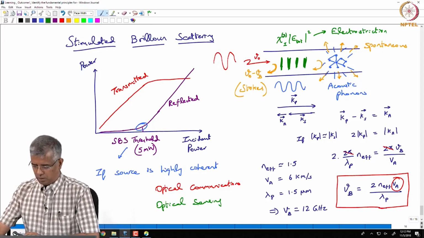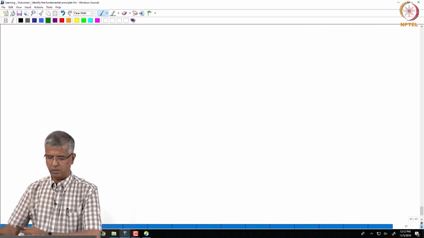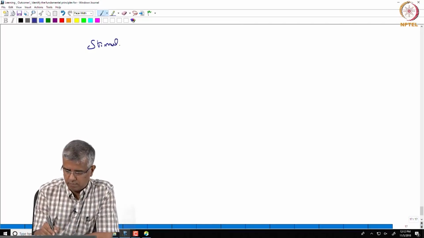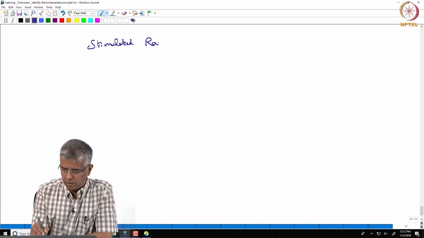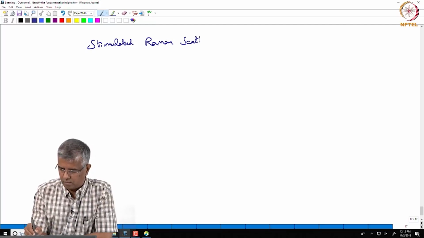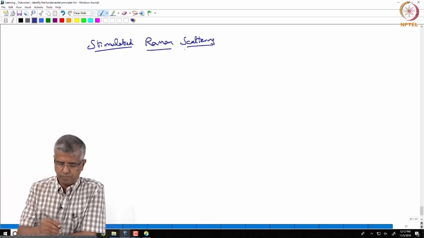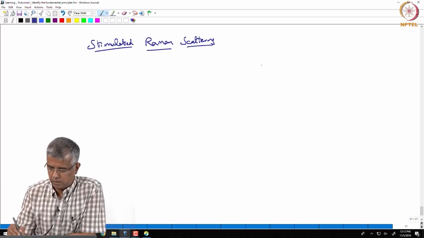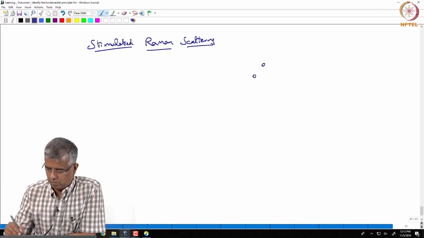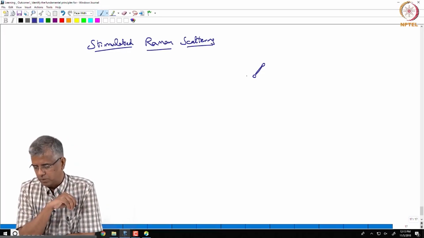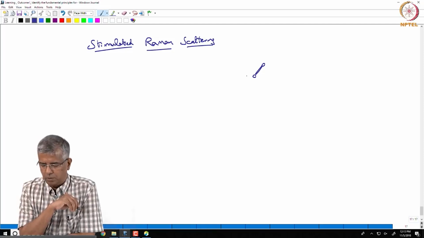So now we will move on to this other topic, which is we'll look at stimulated Raman scattering. So what is Raman scattering in the first place? When light is incident on a molecule, which is basically two atoms sharing a bond between them.